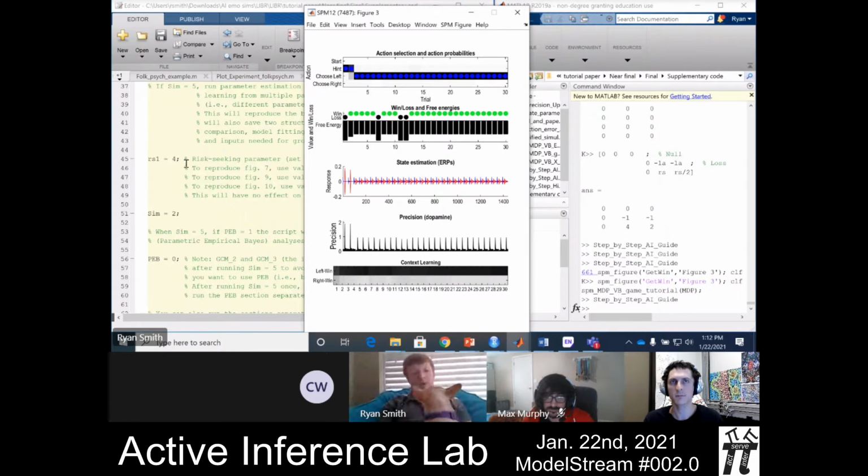But okay. In this case, I set the risk-seeking parameter in the preference distribution to a higher number. So now if you look, the agent takes the hint twice and then just sticks with the left every single time. Even if it loses a couple of times, it just continues to be risk-seeking. Again, everything else is basically the same except the predicted dopamine responses and ERPs are different.